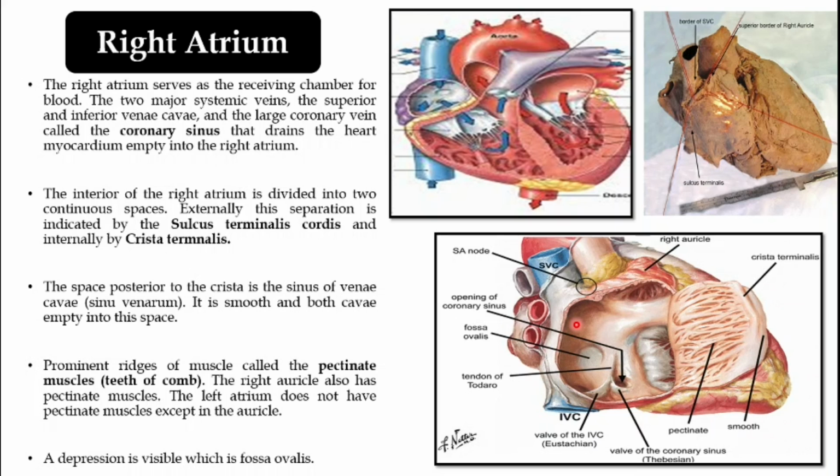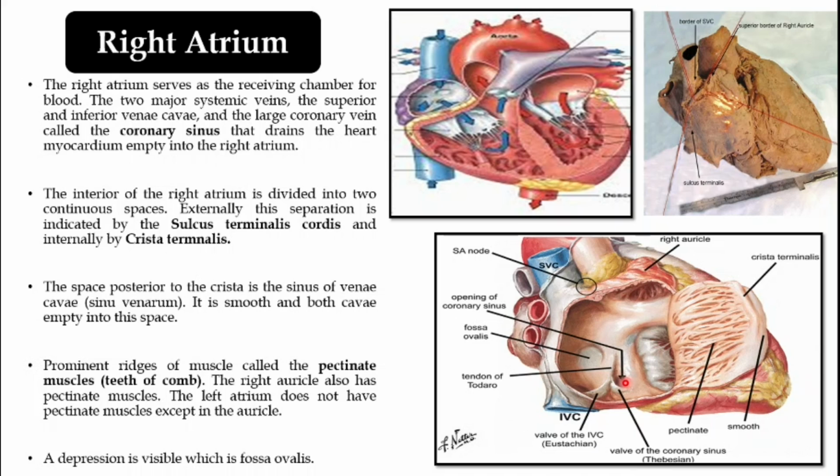So if we look at the right atrium posteriorly, we can see different features. There is a depression posteriorly in the right atrium. That depression is known as the fossa ovalis. Also, you can see this opening in the right atrium, which is known as the opening of the coronary sinus. And you know that the coronary sinus is the largest coronary vein present on the surface of the heart, which drains the deoxygenated blood into the right atrium.